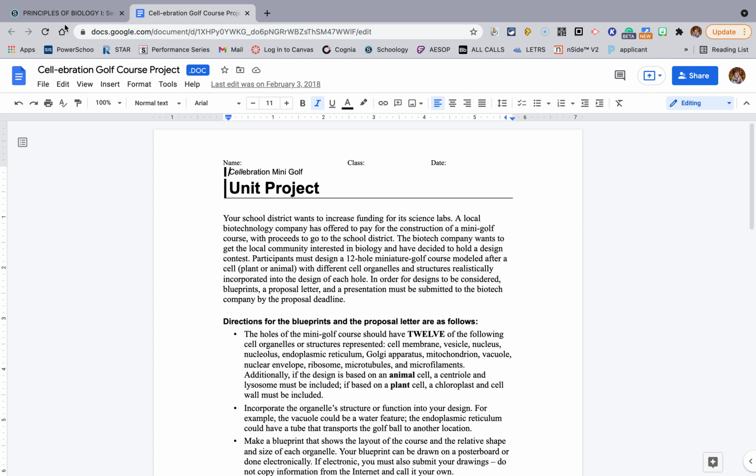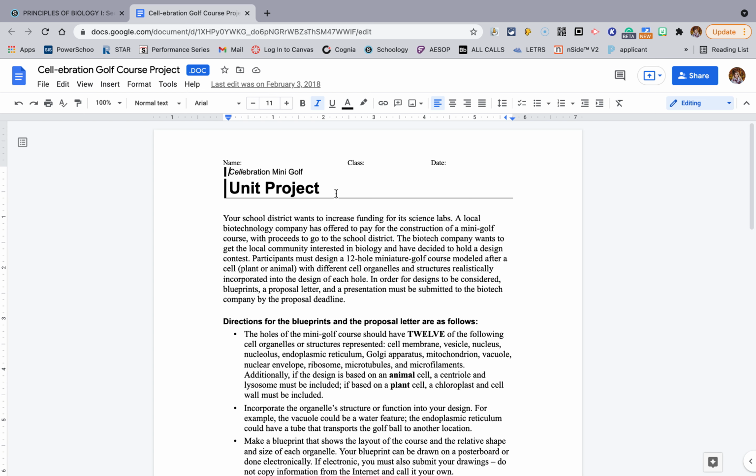So what we're going to do today is go over your Cell-ebration golf course project, and that way I know for sure that you've watched these instructions. I'm going to put it on Edpuzzle and make sure you know what's going on. Okay, so this one is called Cell-ebration Mini Golf Unit Project, but you and your group can choose to do a golf course blueprint or an amusement park blueprint. That's completely up to you. So you guys need to get together and figure that one out.